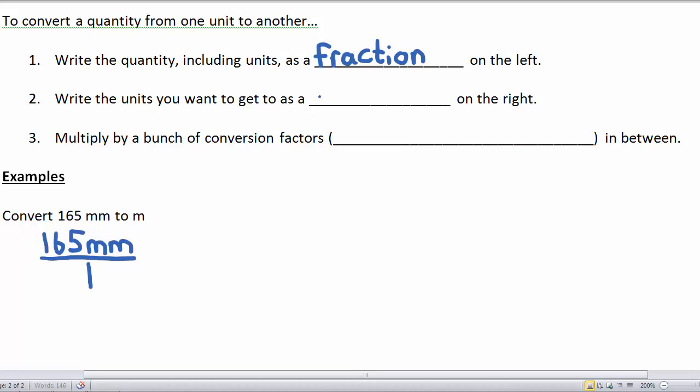The next step is to write the units we want to get to, also as a fraction, on the right. The next and final step is to multiply this stuff on the left here by one or more conversion factors, which will look sort of like this. And the thing to know about conversion factors is these are just fancy looking number ones.